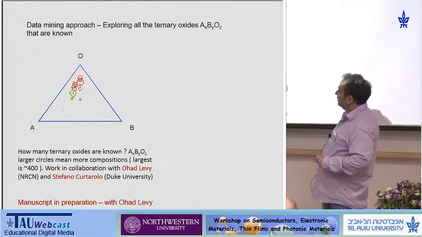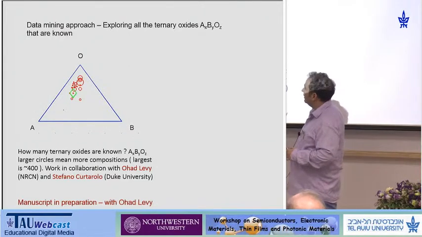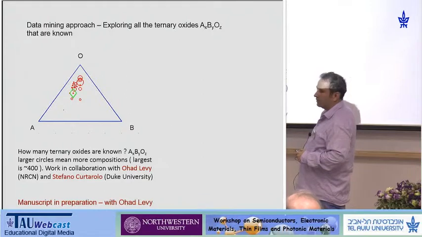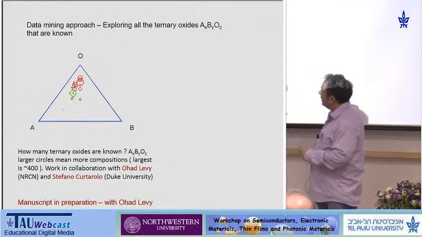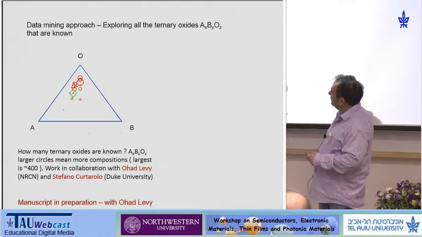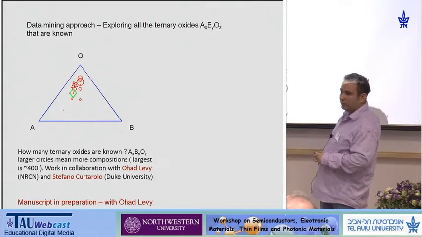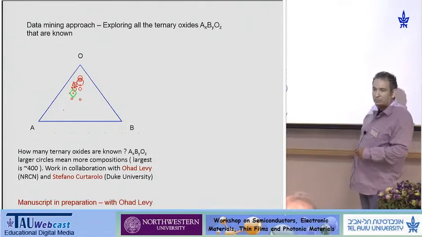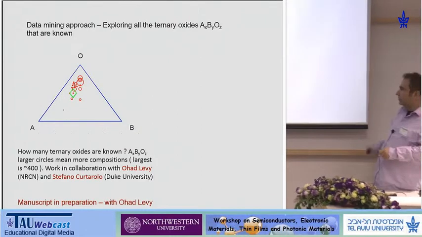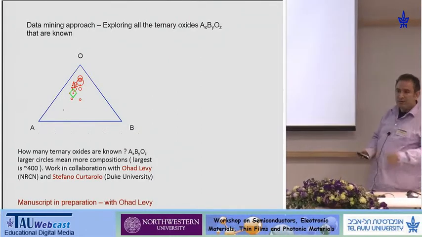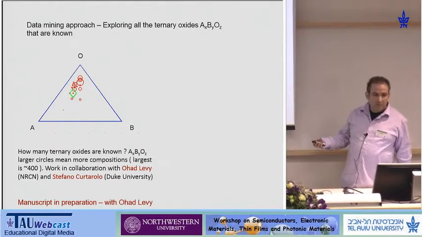So the bigger the circle means there are more compounds. For example, here there are like 400 compounds that are simply A1, B1, O3. Another thing you can see is that you have much more oxide-rich materials than oxide-poor materials. So if you're searching for an oxide-poor material, you will be in some trouble with this method.